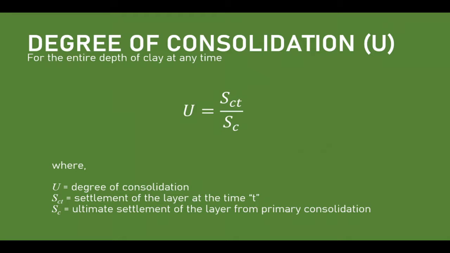We will use the formula U is equal to SCT over SC to be used for the entire depth of clay at any time t, where U is the degree of consolidation, SCT is the settlement of the layer at any time t, and SC is the ultimate settlement of the layer from primary consolidation.